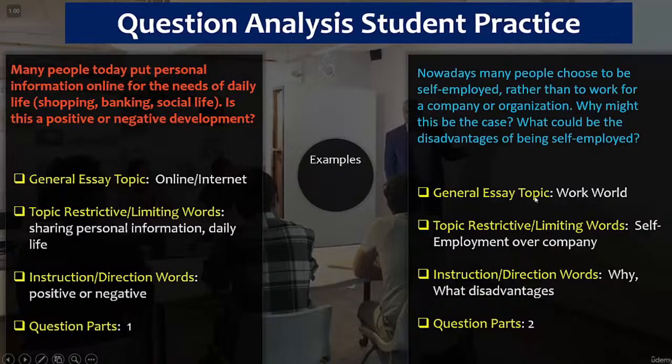Second question, the general essay topic is the work world or employment. The restrictive language is we're only talking about self-employment, choosing self-employment. Our direction words are why is it happening and what are the disadvantages? There are 2 parts here. The first one is 1 part. If it's positive, you only write about it being positive. If it's negative, you only write about it being negative.